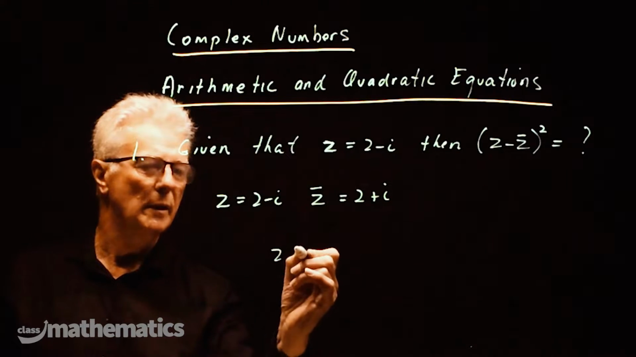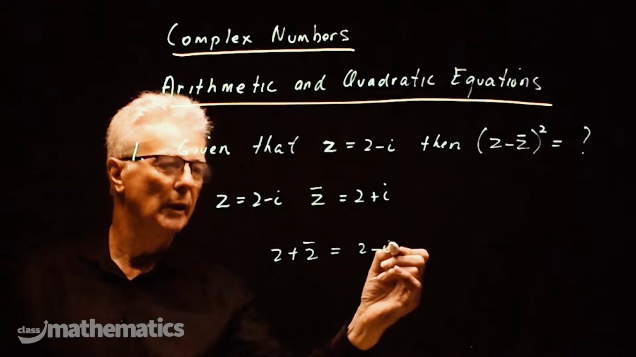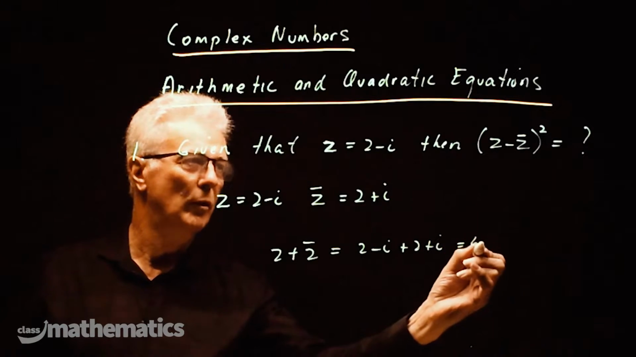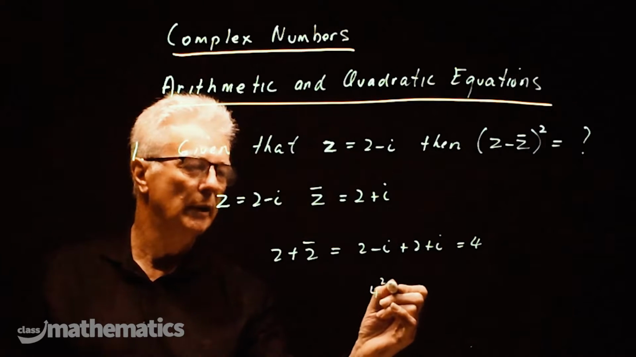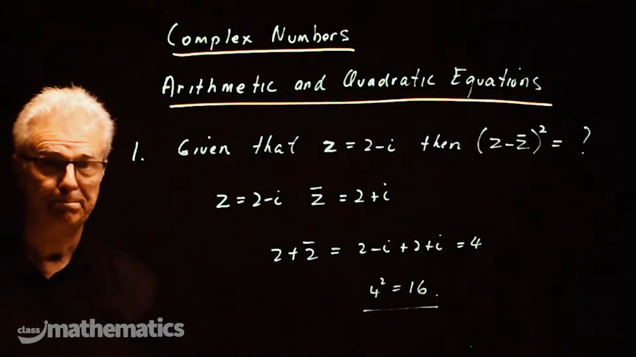So z plus z conjugate is equal to 2 minus i plus 2 plus i. Of course, that gives me just 4. And 4 squared, obviously, is 16. That's simple. Done.